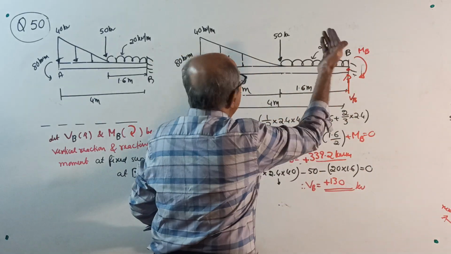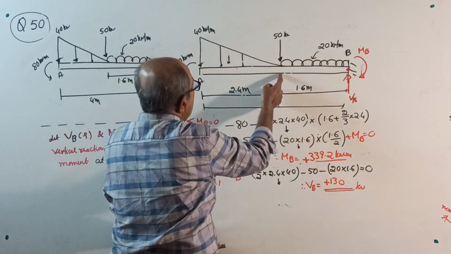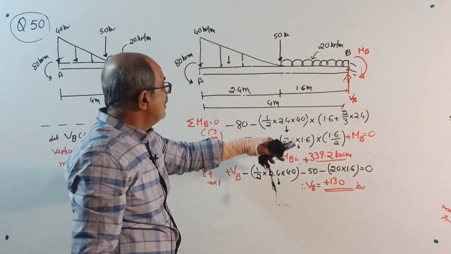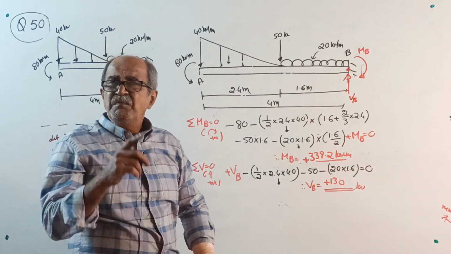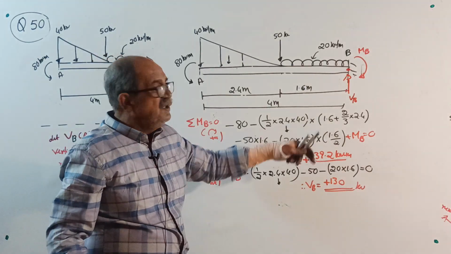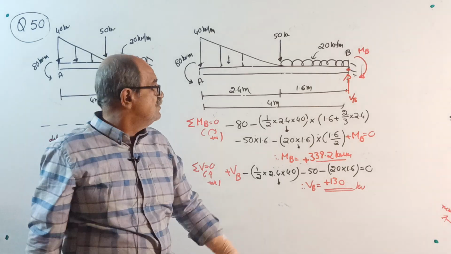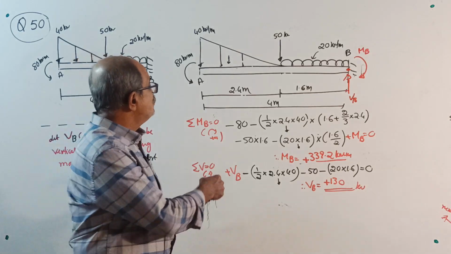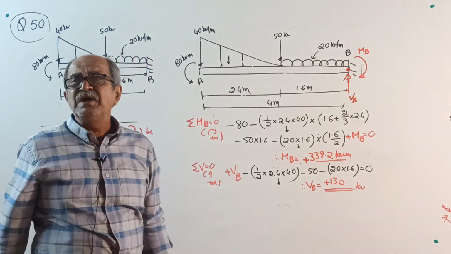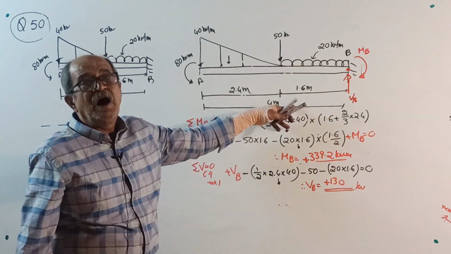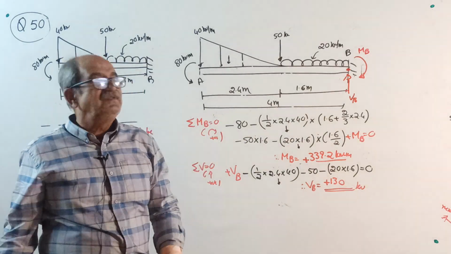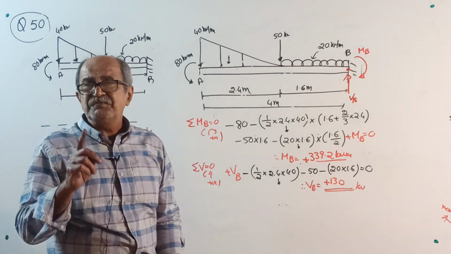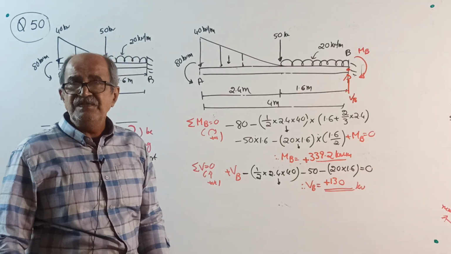Sigma V equals 0: plus VB, minus half into 2.4 into 40, minus 50, minus 20 into 1.6, equals 0. These I am not explaining again, because I explained the types of loads and you can tell infinite times. Those people who cannot go through all this and simply want to come to today's class, this class is of no use. Sometimes I have seen people take half an hour for one question. Instead of that, first teach the systematic basic concept, then go for calculation.